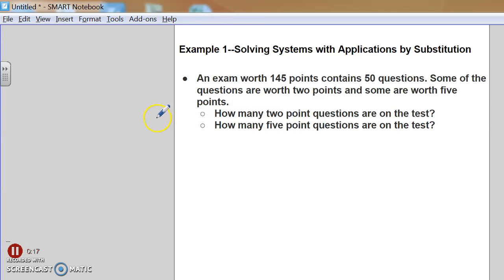Our video for the week will discuss solving systems of equations by use of the method of substitution. We looked at graphing last week, and this week we'll look at substitution.